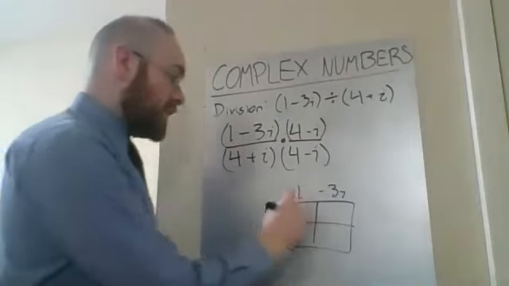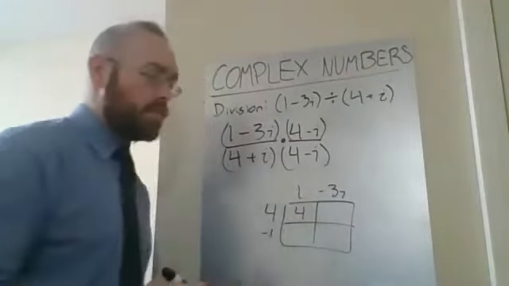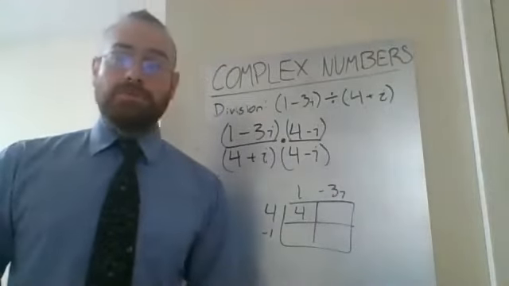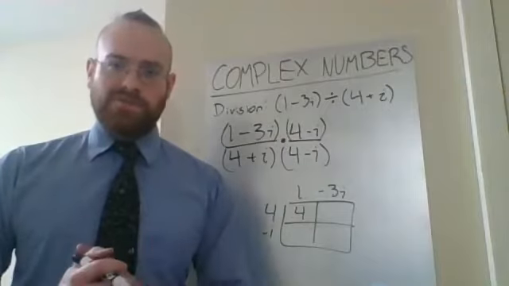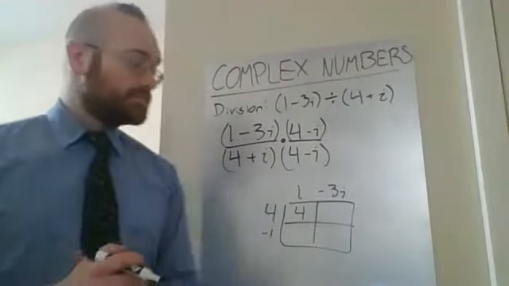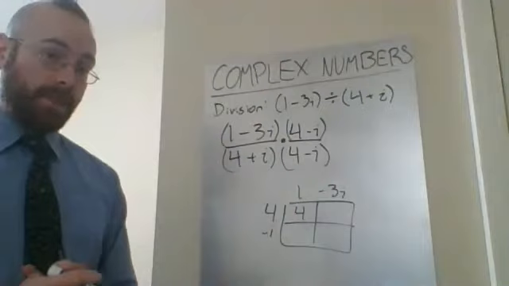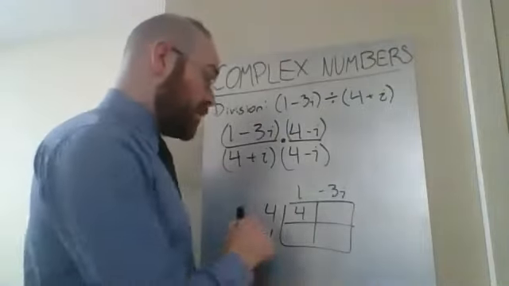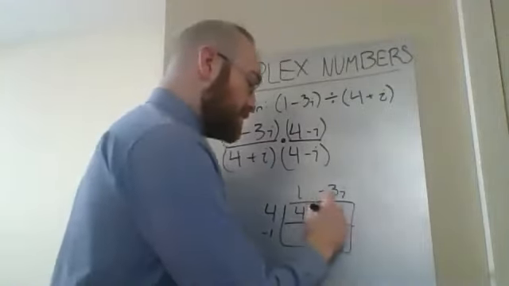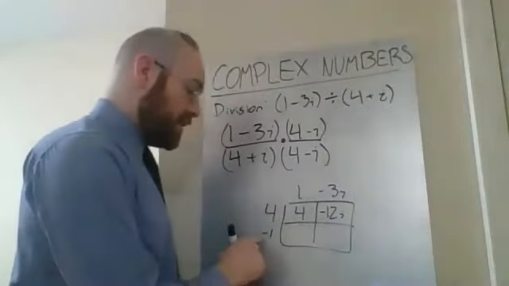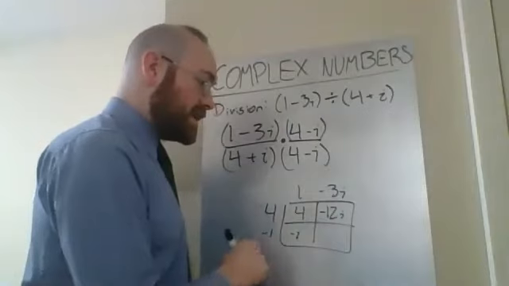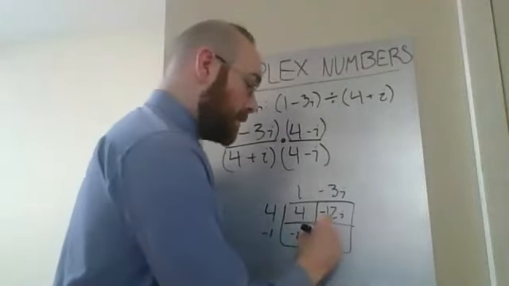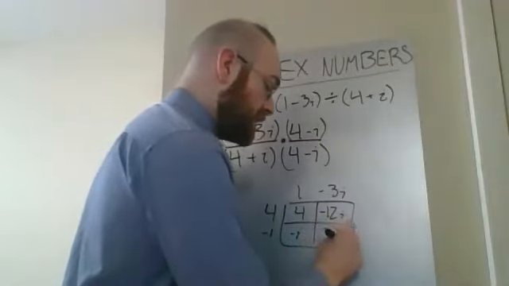So we have 4 times 1 is 4. Why am I doing this? Take a moment, pause the video, see if you can complete it yourself, and then we'll pick up when you finish. Probably you're ahead of me by now, but 4 times negative 3i is negative 12i. Negative i times 1 is negative i, and negative i times negative 3i is positive 3i squared.